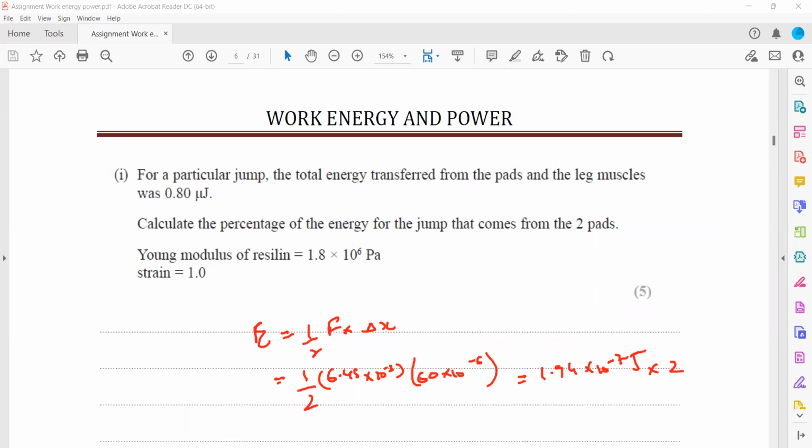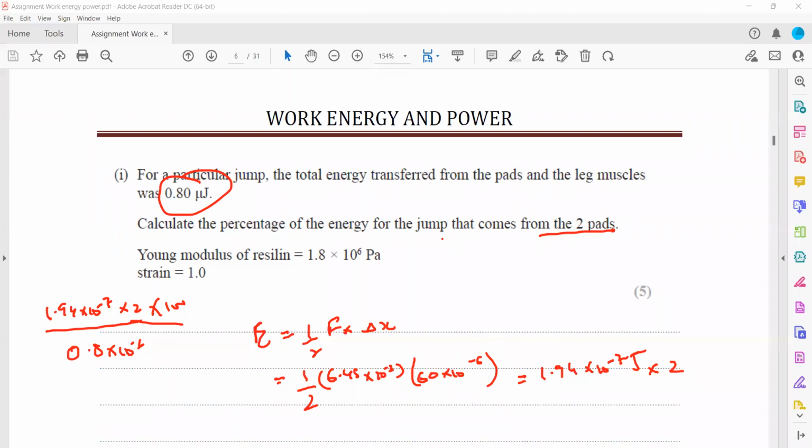Like the total energy which was supplied was 0.8 microjoules. But what proportion is converted, or what percentage of energy for the jump comes from the two pads? So from the two pads, this is the total energy, 1.94 × 10^-7 multiplied by 2. And then it is divided by the total energy supplied, 0.8 × 10^-6, and then multiplied by 100, because we need a percentage.